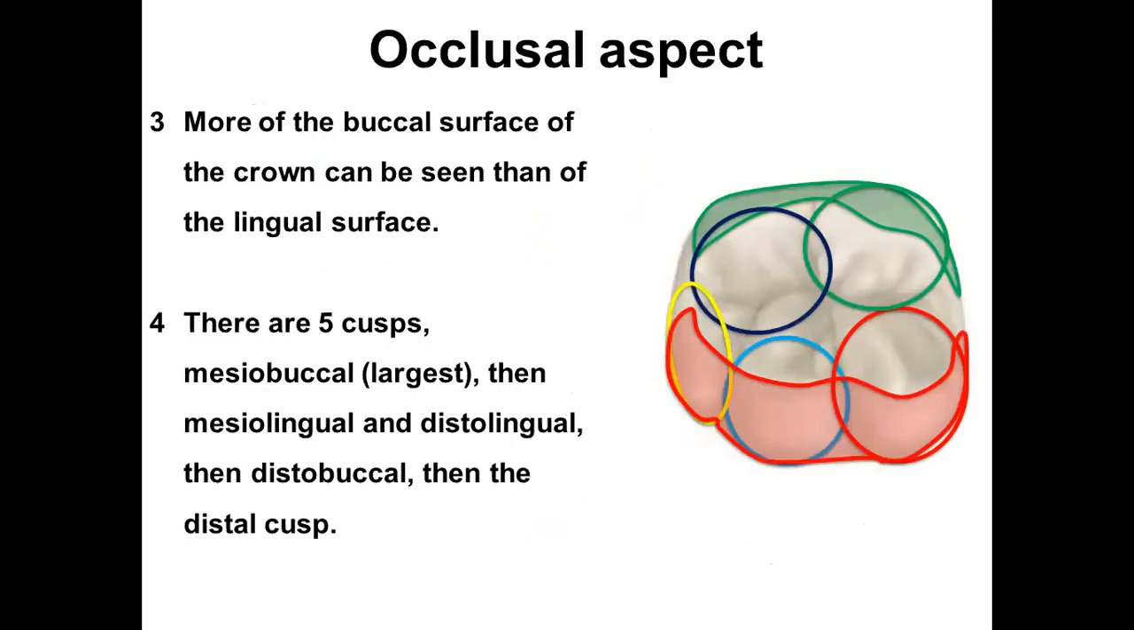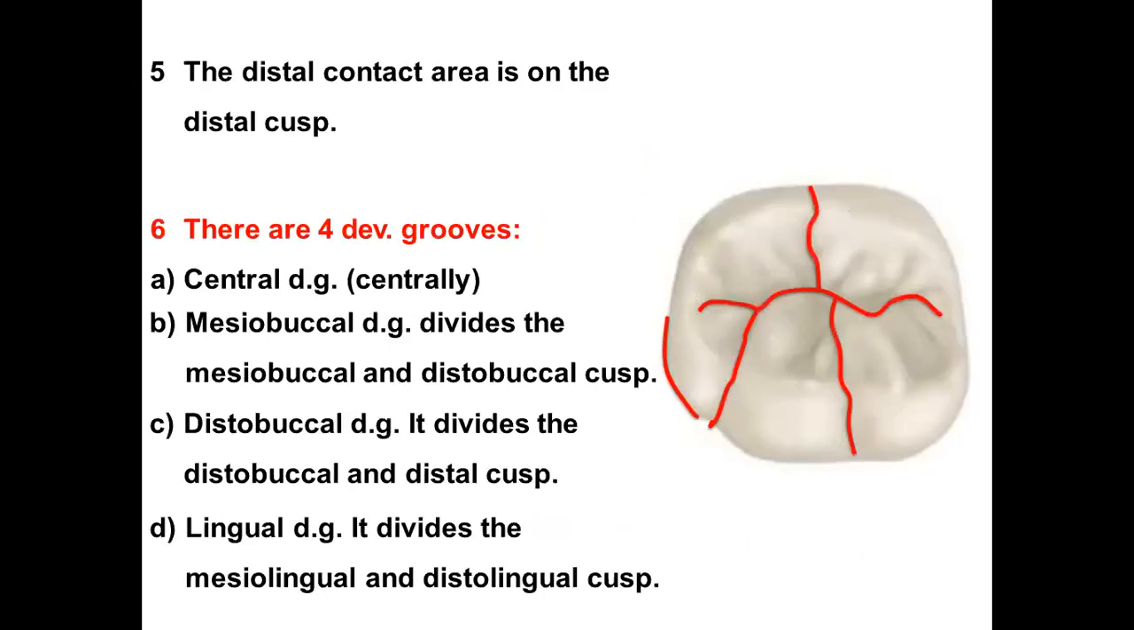So when you compare the size of the 5 cusps, mesiobuccal cusp is the largest, followed by mesiolingual, then distolingual, then distobuccal, and the smallest is the distal cusp. When you see the developmental groove, there is a central developmental groove which is placed centrally. Then we have mesiobuccal developmental groove which separates mesiobuccal and distobuccal cusp. Then we have a distobuccal developmental groove which divides distobuccal and distal cusp.